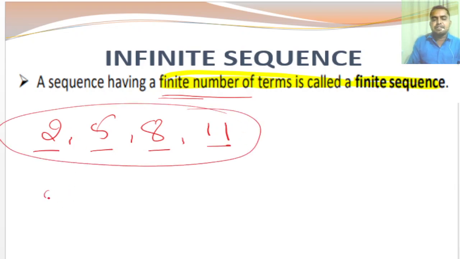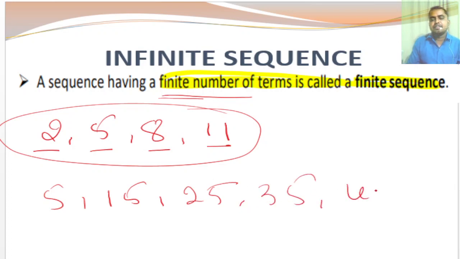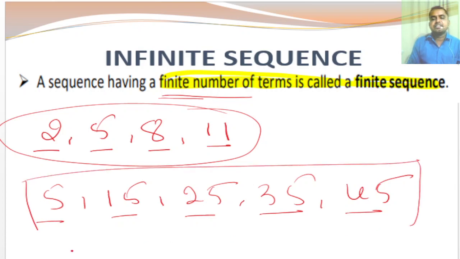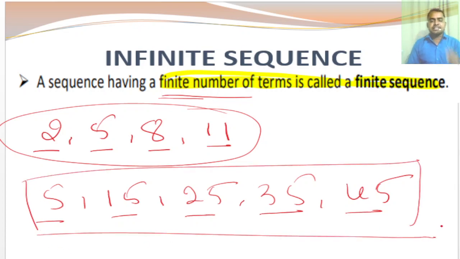Take another example: 5, 15, 25, 35, 45. It is also 1, 2, 3, 4, 5. It has 5 terms, so it is a finite sequence. So a sequence which has a finite, countable number of terms is called a finite sequence.